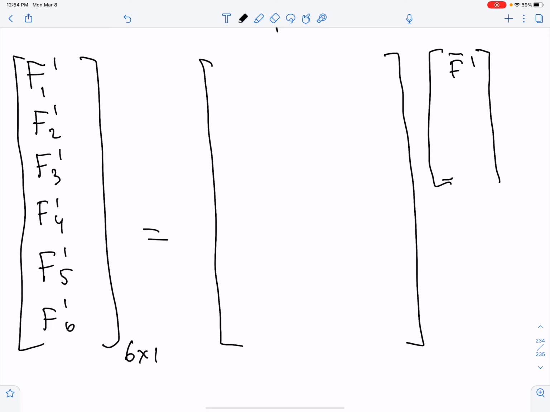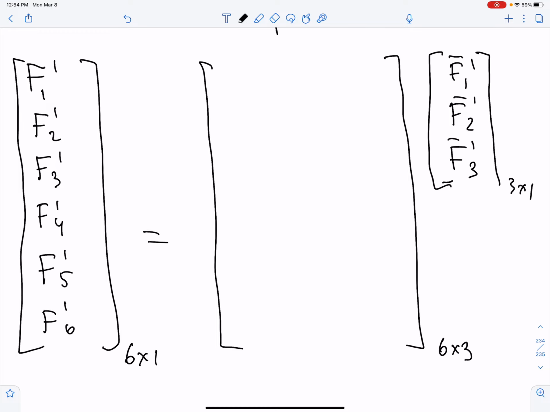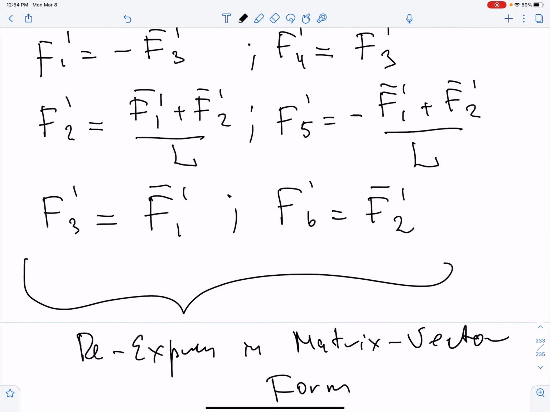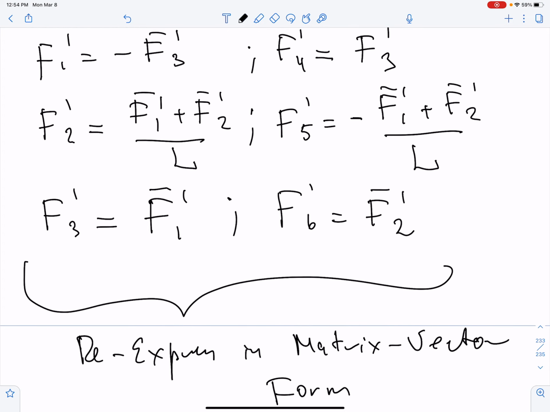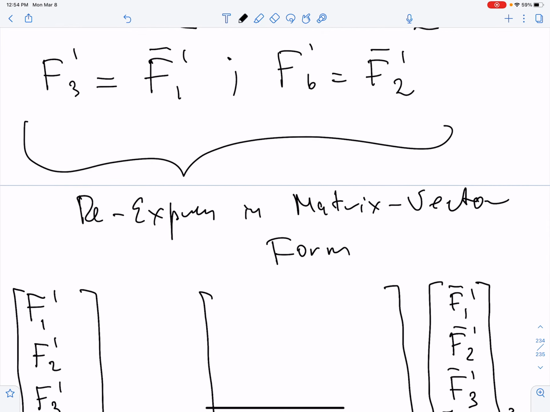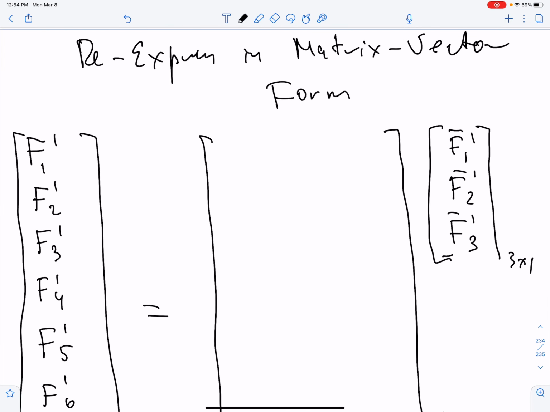F over bar prime 1, F over bar prime 2, and F over bar prime 3, like this. So this is 6 by 1, this is 3 by 1. This guy has to be 6 by 3. All right, and so now let's look at the expressions. F prime 1 only depends on F over bar prime 3, and that guy comes in with a negative sign. So I get 0 here, minus 1.